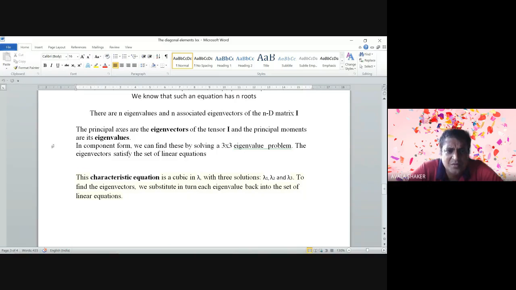So the principal axes are the eigenvectors of the tensor I, and the principal moments are the eigenvalues. You have got the eigenvalues from finding the determinant, and then we will find the eigenvectors. How do we find the eigenvectors? Suppose you have a 3 by 3 matrix; we will get 3 solutions, lambda 1, lambda 2, lambda 3. Let's take lambda 1 first, substitute it back into that equation, and then find the eigenvectors for it.